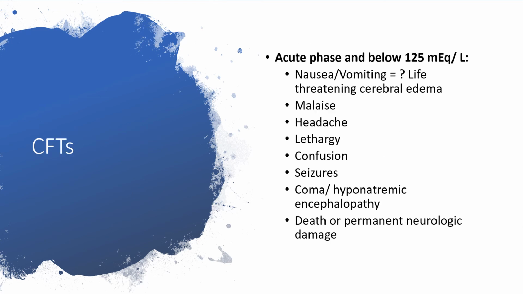Okay, what are the possible clinical features? The clinical features will depend on the level of sodium, whether it is acute or chronic. For example, acute phase and the level of sodium below 125 milliequivalent per liter will give us nausea and vomiting. And this could be life-threatening because it could be associated with cerebral edema. There will be malaise, headache, lethargy, confusion, seizures, coma, particularly hyponatremic encephalopathy could occur, and death could occur. The individual could die.